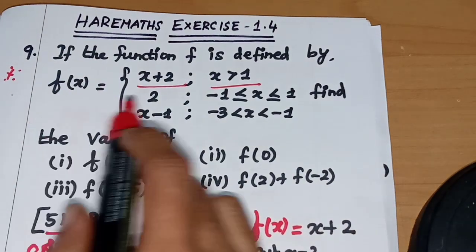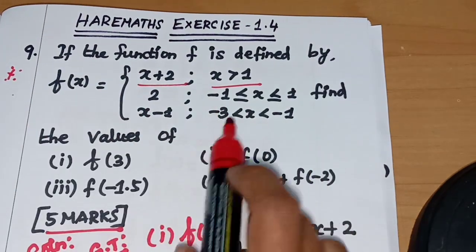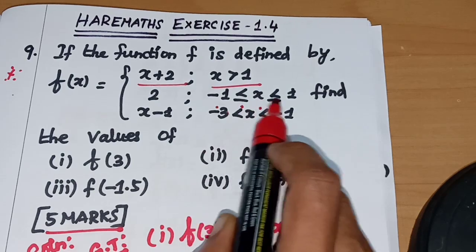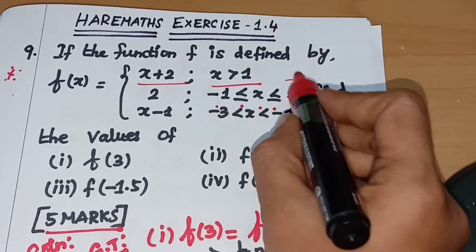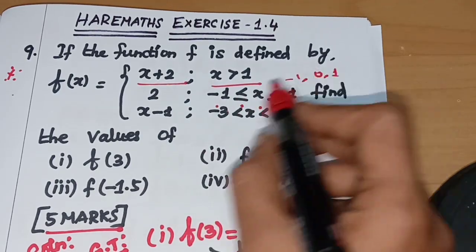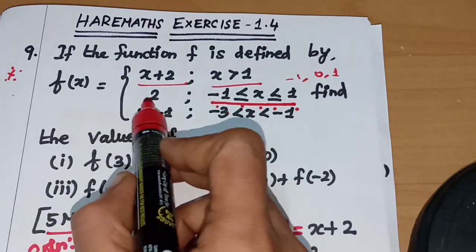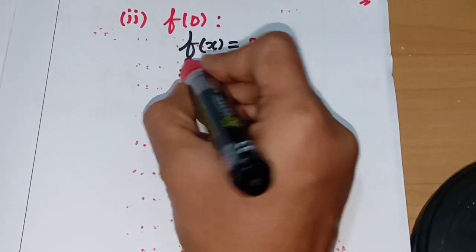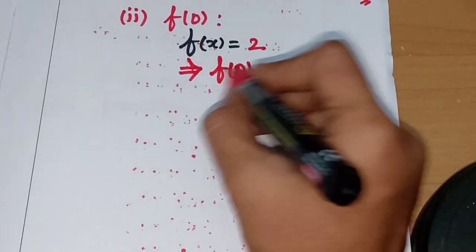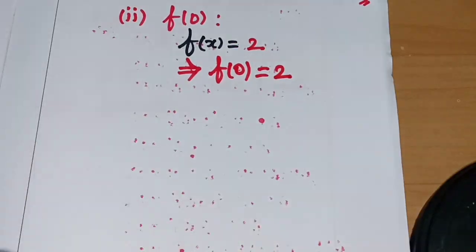Subdivision f of 0. Function f of x equal to 2, the limits minus 1 less than or equal to x less than or equal to 1, and 0 lies in it. Function f of x equal to 2 implies x equal to 0, f of 0 equal to 2.